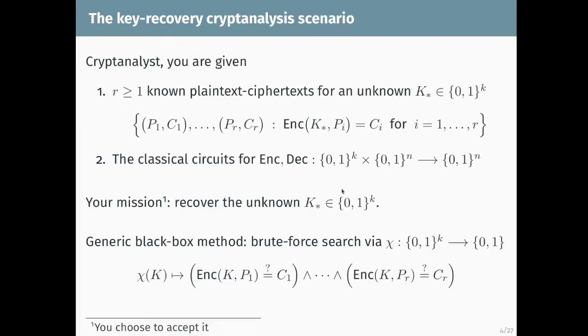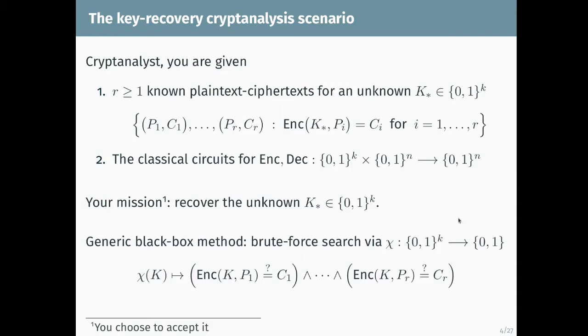So let's consider the attack scenario. We're given R unknown plaintext-ciphertext pairs for a fixed and unknown key k star. These are simply pairs of message blocks, one of which is a plaintext and one of which is a ciphertext, and we're guaranteed that for any index we have this relationship here, i.e. the ciphertext is an encryption of the plaintext under this key k star. We're also given the classical circuits for encryption and decryption, and the goal is to recover this unknown key k star.